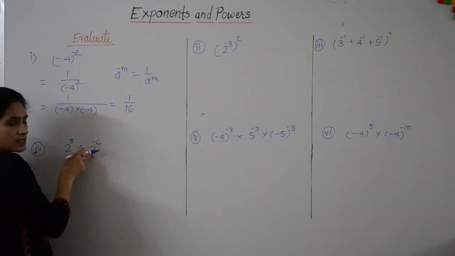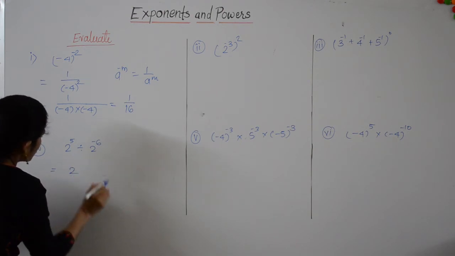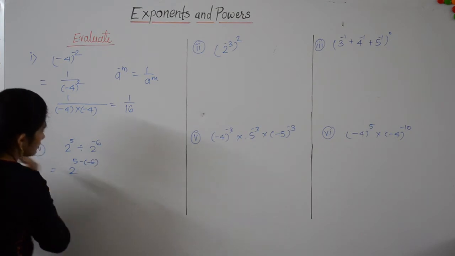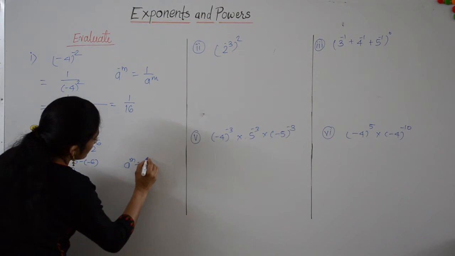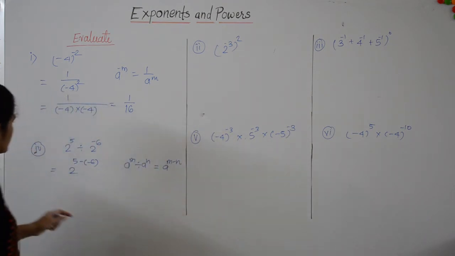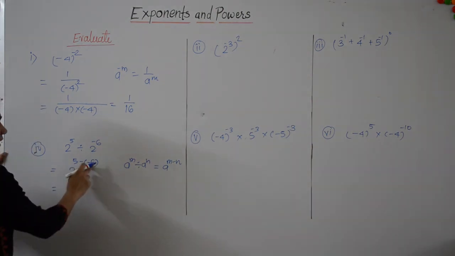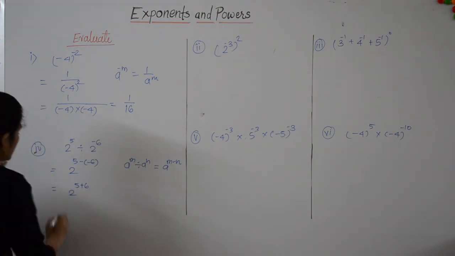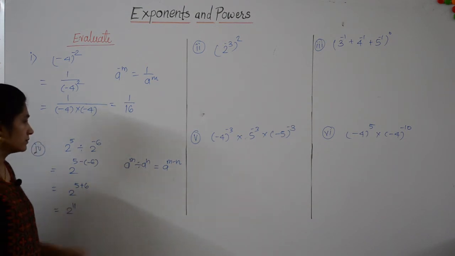Next, 2 raised to power 5 divided by 2 raised to power minus 6. Now here the bases are same and there is a division. So you can keep base as it is and you have to subtract the exponents. That is quotient law. A raised to power m divided by a raised to power n is a raised to power m minus n. Now this is 2 raised to power 5 minus minus 6, minus minus will become plus. So 5 plus 6, which is 2 raised to power 11.